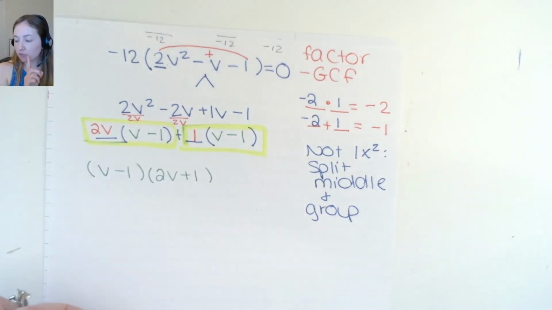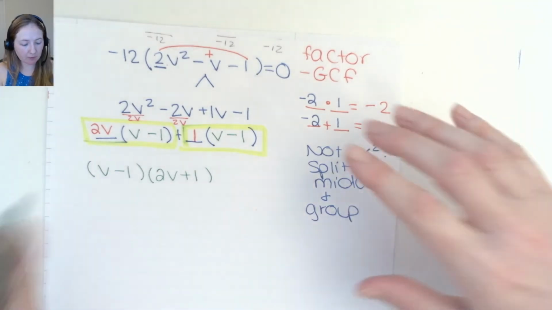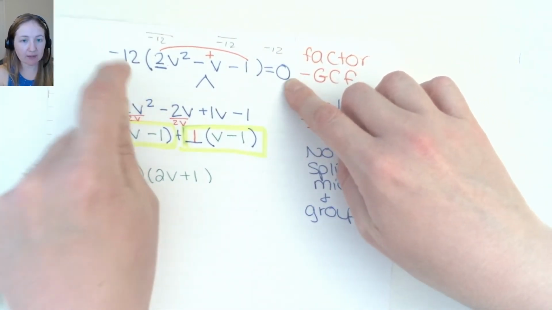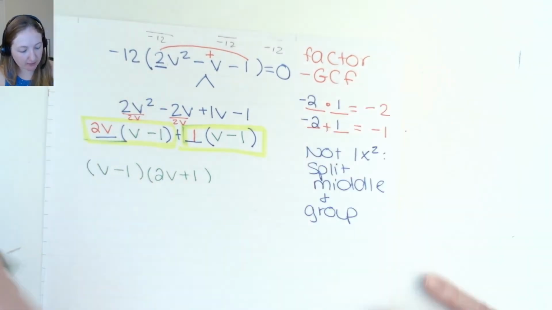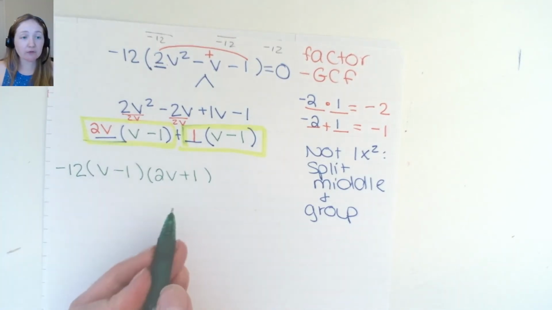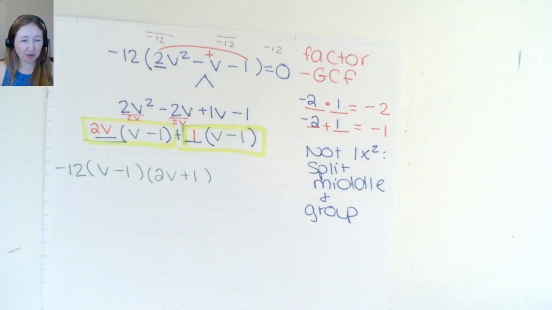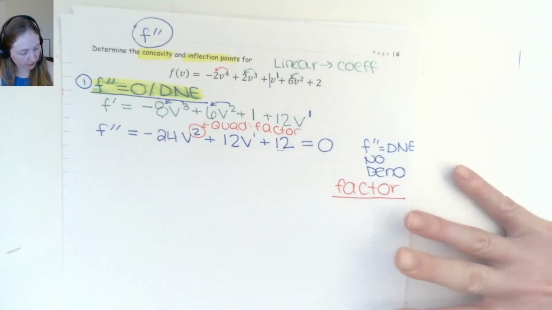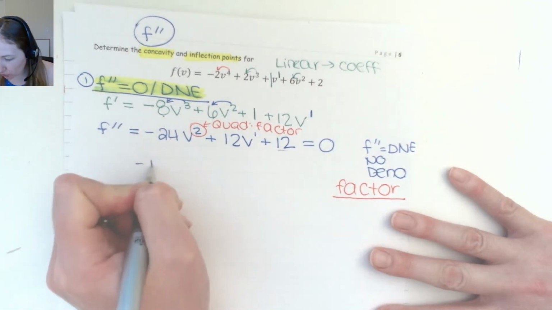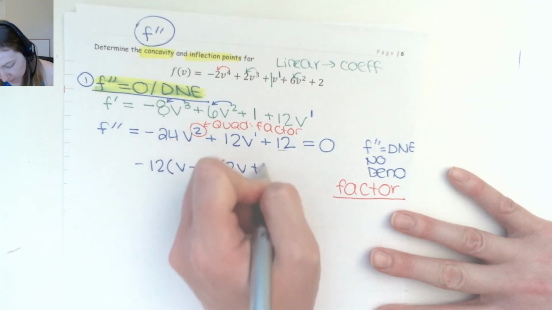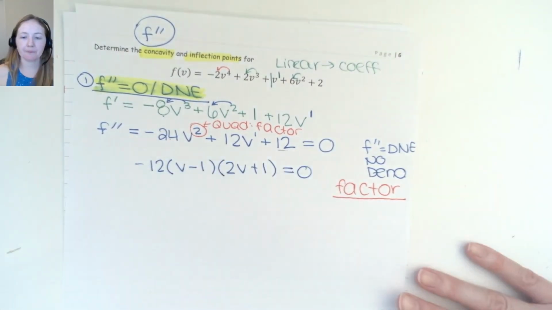Now, we want to be really careful here. Remember that this was just the 2v squared. I still have that negative 12, so I want to bring that negative 12 down in front. So that's our factorization. I like to put it off to the side, and then go back over here and say, okay, I factored it, and I found that it was negative 12 times v minus 1 times 2v plus 1 equal to 0.